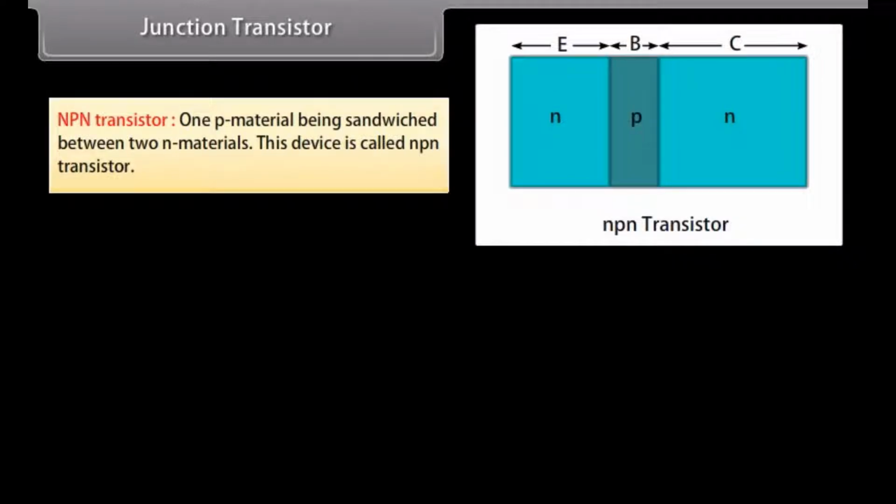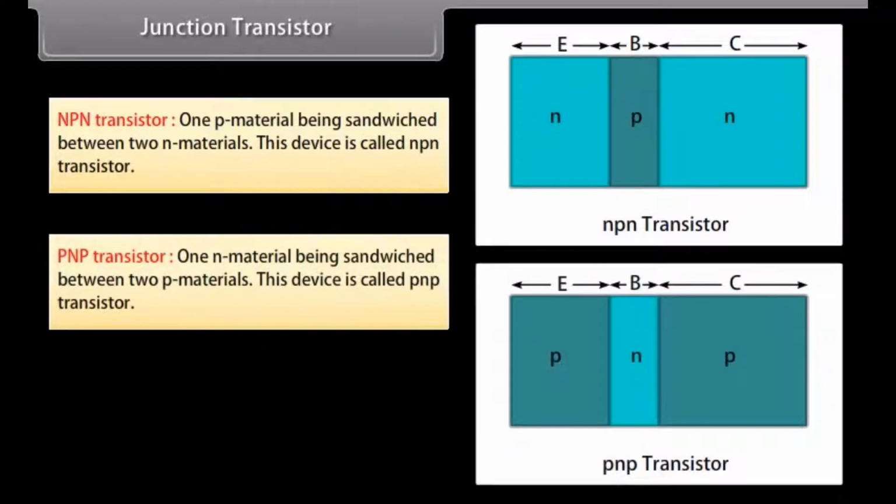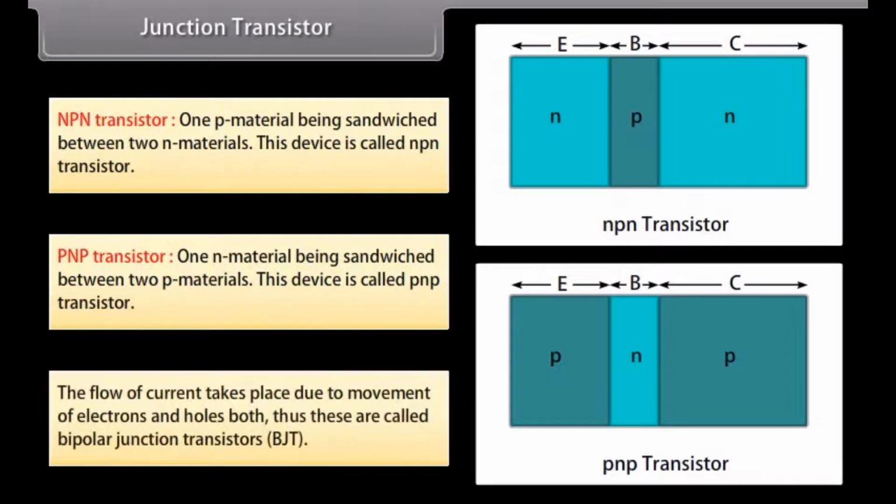In the NPN transistor, one P material is sandwiched between two N materials. This device is called an NPN transistor. In the PNP transistor, one N material is sandwiched between two P materials. This device is called a PNP transistor. The flow of current takes place due to the movement of both electrons and holes. Thus, these are called bipolar junction transistors.